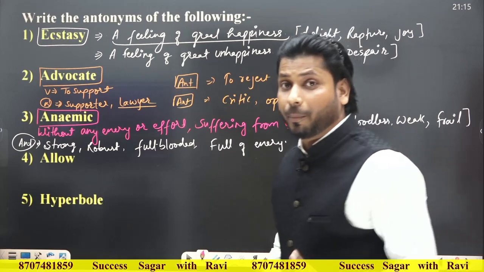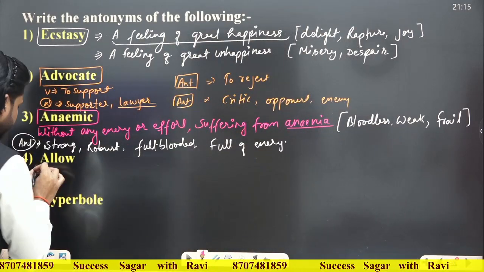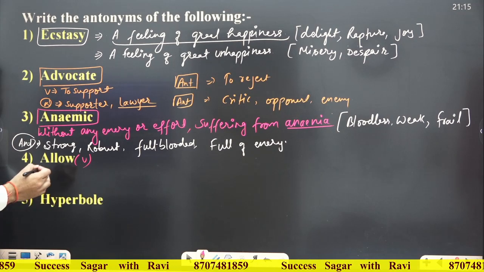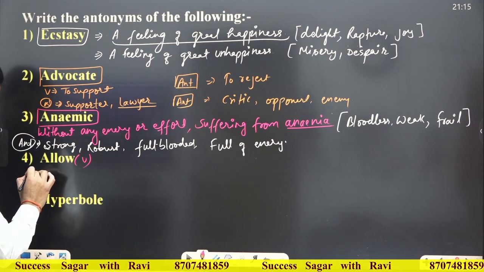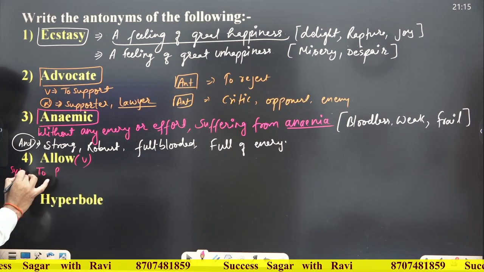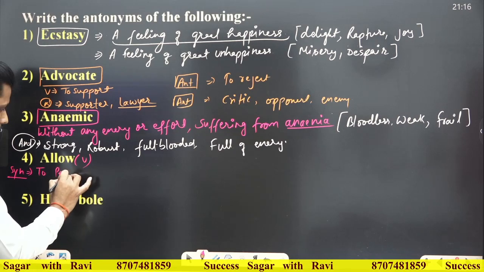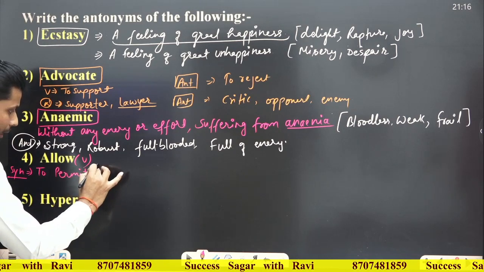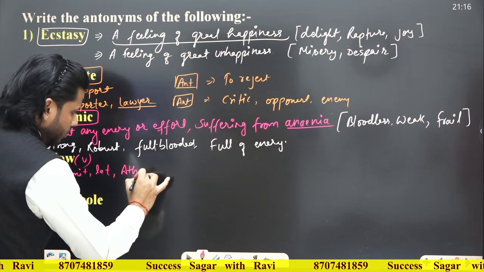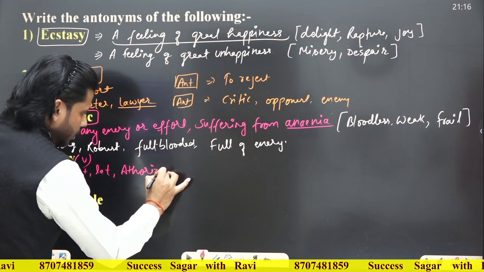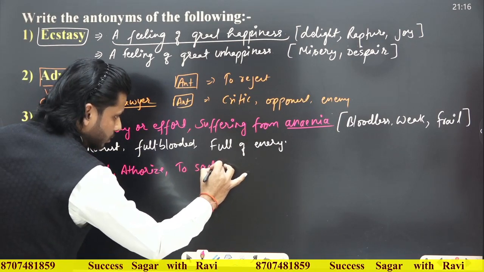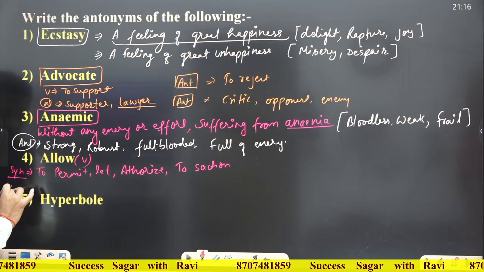Allow. Allow means what? To give permission. The part of speech of the given word is a verb. So as a verb, to permit, this is synonym, not antonym. To permit, right? To let someone do something. To authorize can be there. To sanction also. You can sanction something, to allow someone to sanction. This is the synonym. What about the antonym?